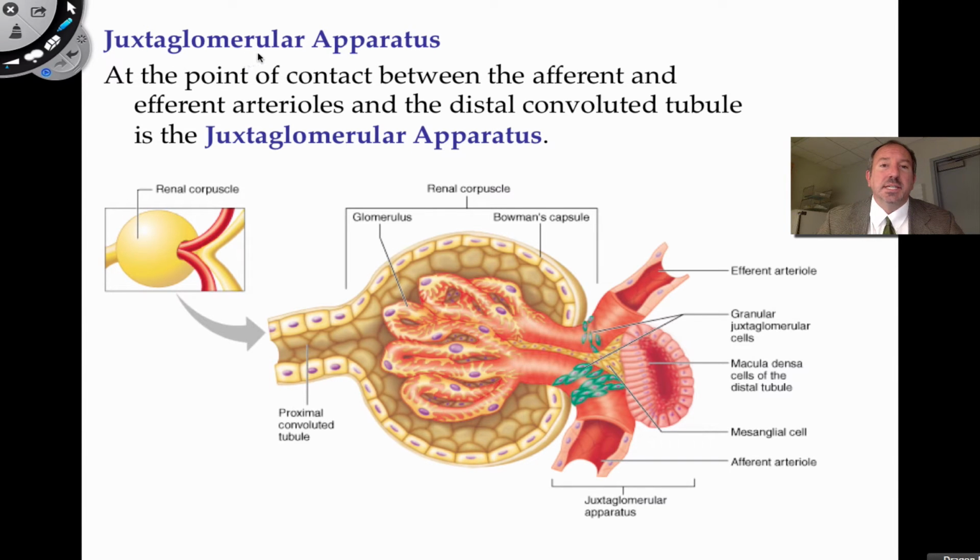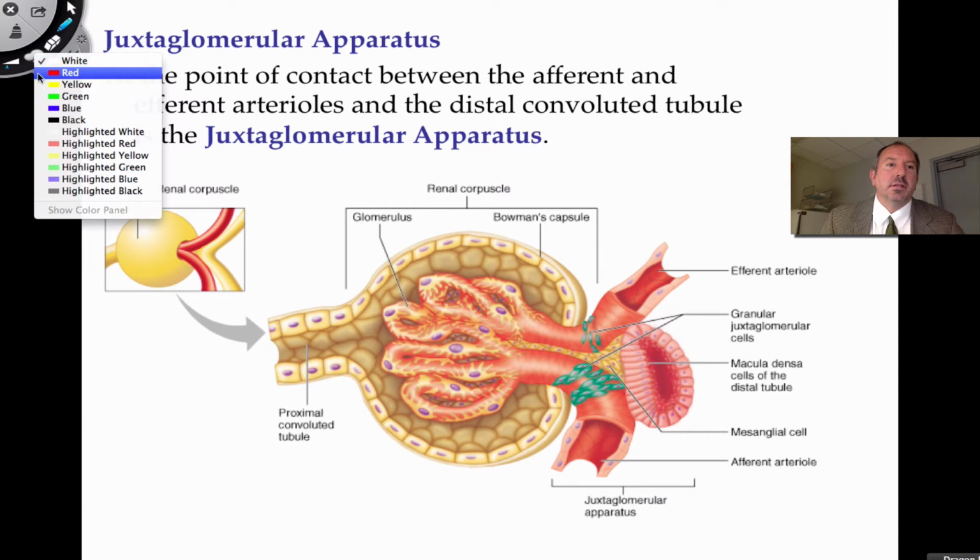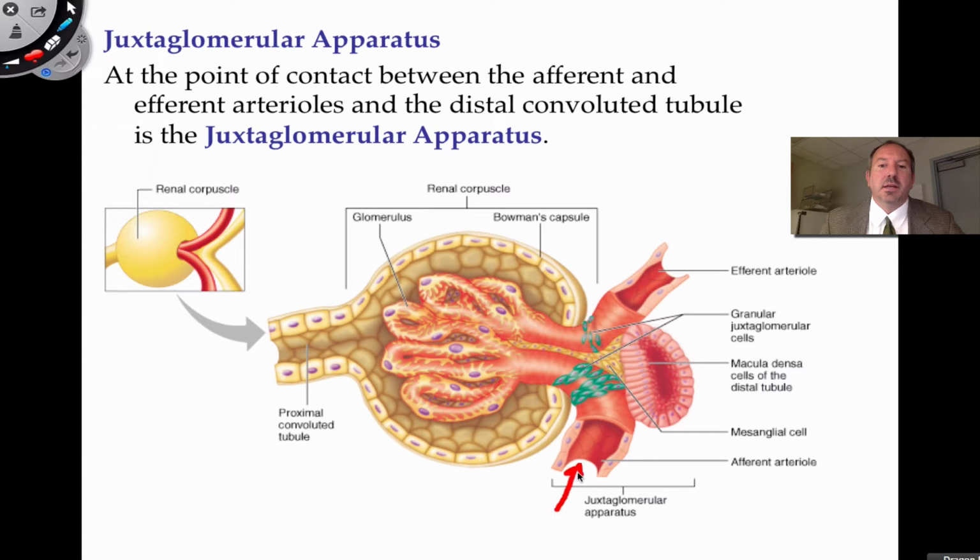Juxtaglomerular apparatus. The juxtaglomerular apparatus is the region where the blood is coming in. Let me see if I can animate this. So the blood's coming in, the afferent arteriole, right here. And just like any other arteriole, it's composed of endothelium, simple squamous material, and then there's some smooth muscle that surrounds the arterioles. The smooth muscles are important because they can constrict or dilate.